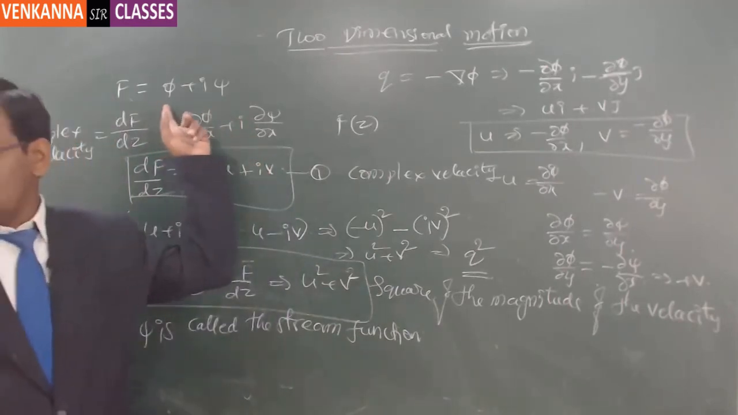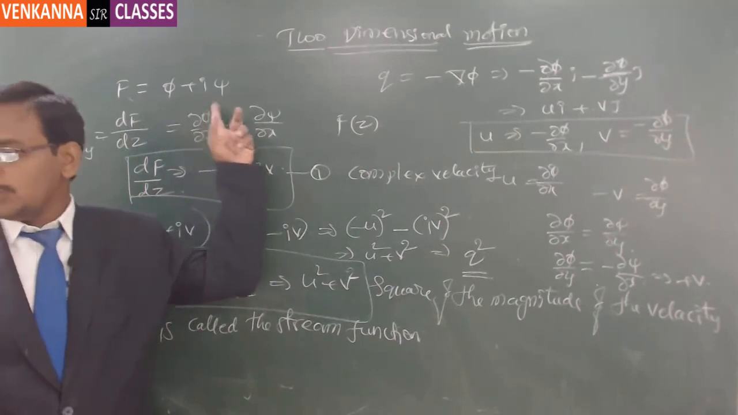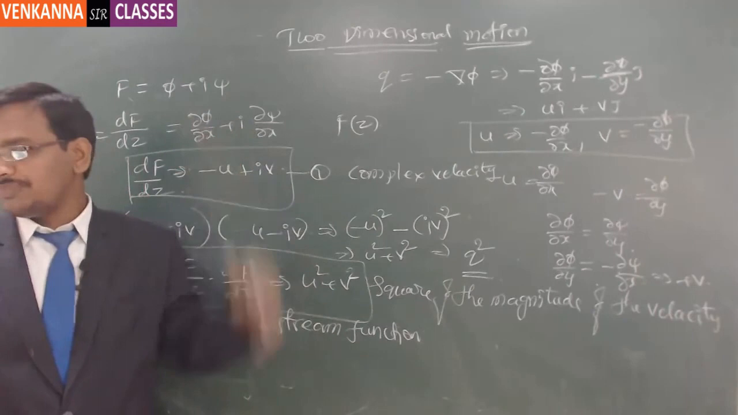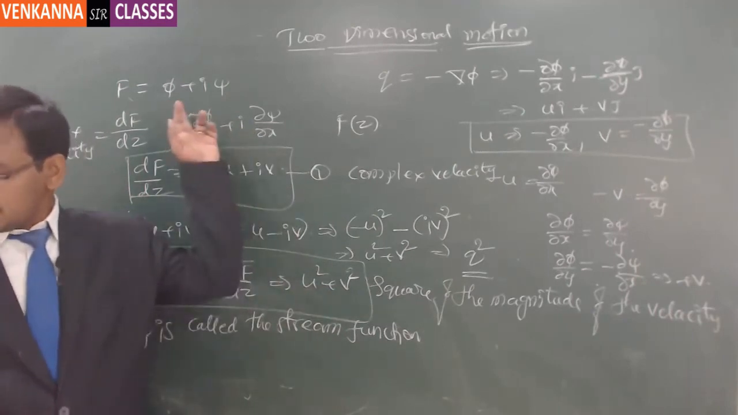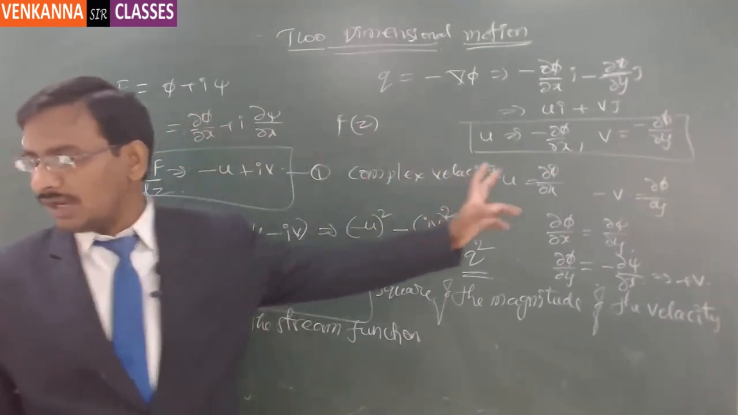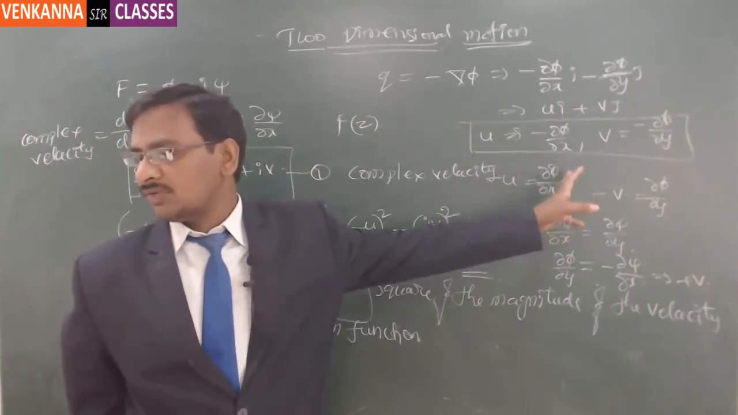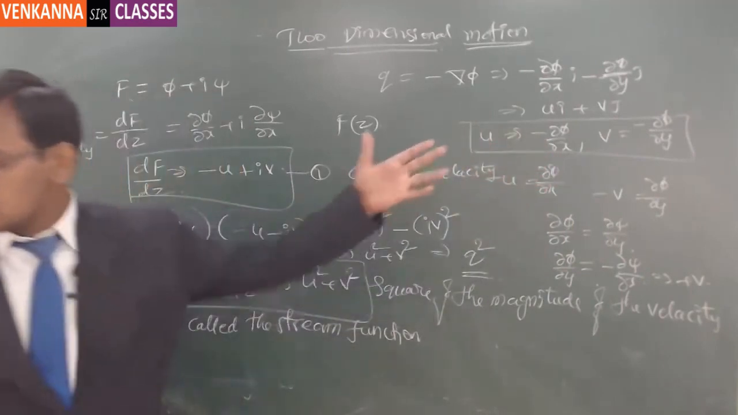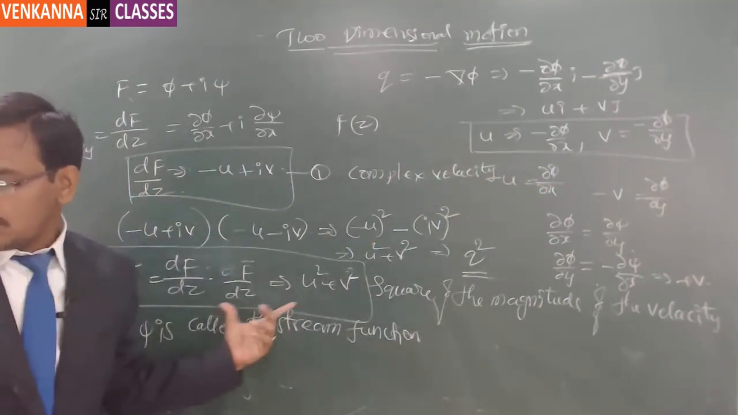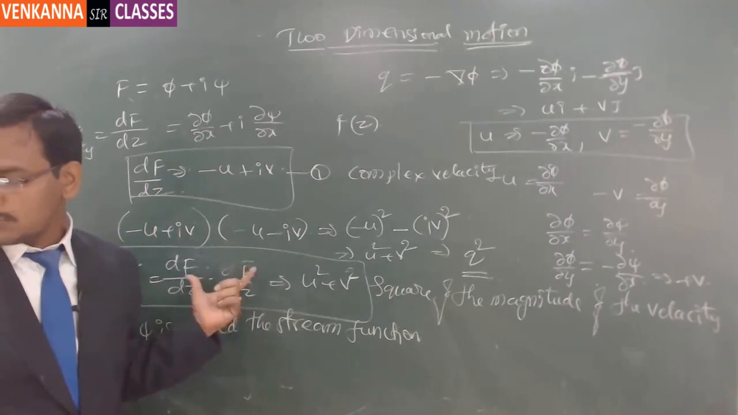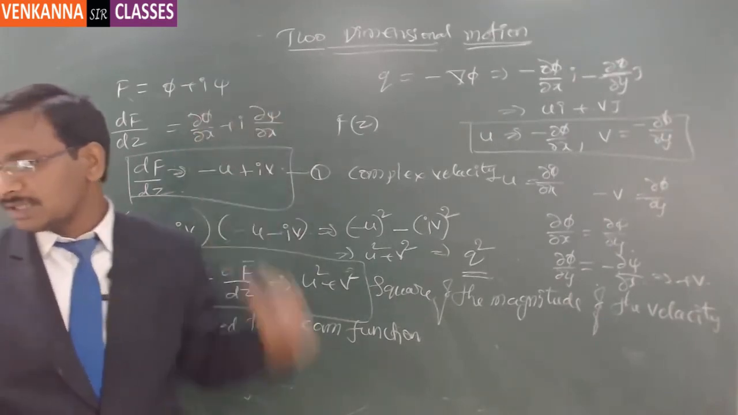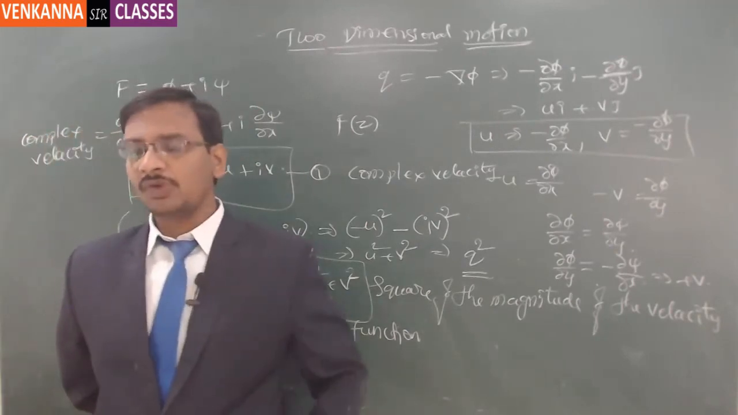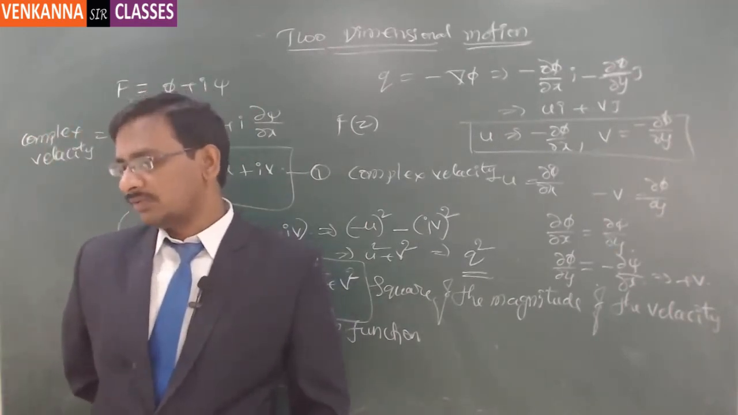If you know the potential function, then you will be able to find the stream function. If you know the stream function, you will be able to find the potential function. This potential function can be used to find the velocity. So u is nothing but minus ∂φ/∂x and v is minus ∂φ/∂y. You can make use of those components directly to find the velocity if you know the complex function in the form of φ plus iψ. This is the complete information we need in fluid dynamics analysis for a two-dimensional flow.